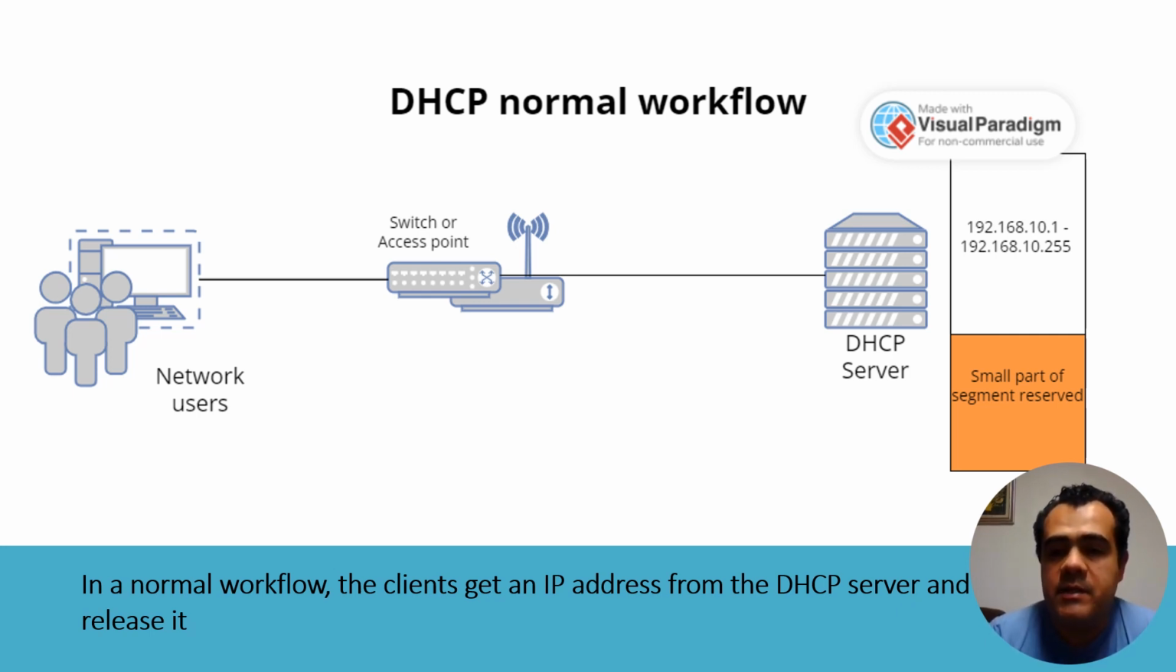So every user that connects to the DHCP server is assigned an IP address. The server reserves that IP address, because two different devices cannot have the same IP. And after that, probably the users disconnect from the network or turn off the computer, and the DHCP server releases that IP address and it is available again.